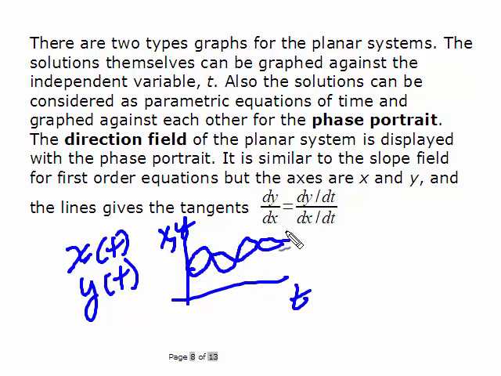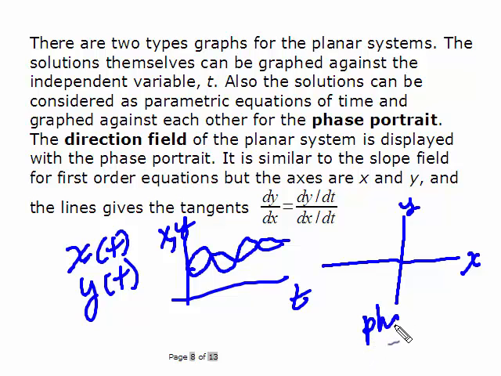Okay, that's a solution. But then what we plot maybe even more frequently is a parametric representation of those solutions, and it is called a phase portrait. So we assume that the x of t and y of t are a parametric representation, and we plot them against each other in the xy plane. So here is where the phase portrait happens, and this is the solution.